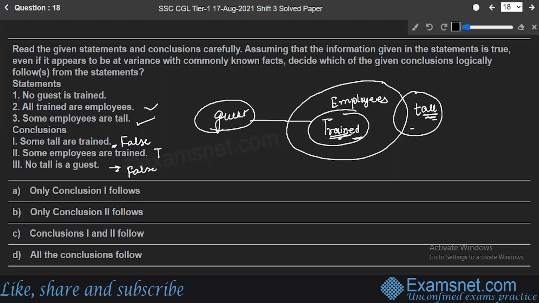See, over here we are not given any relationship between the tall and guest. So we don't have anything. It can be true, it can be not. It is possible, but not definite. So I'm considering this as false. Therefore, only option two, some employees are trained, is the correct one. Hence, only option two follows, which is option B. I hope you are clear with this. Let's move to the next question, number 19.